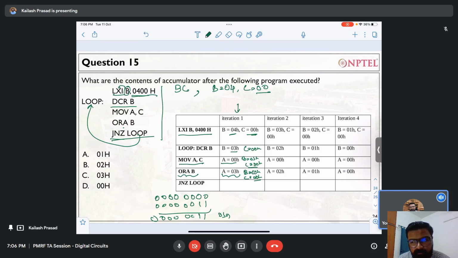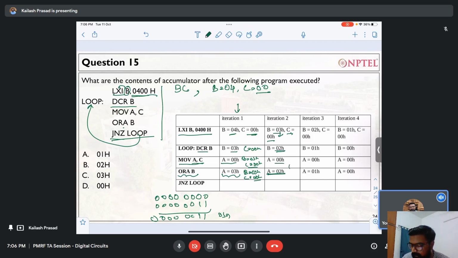Okay, so moving to the second iteration, now things become very simple. See, B is 0 3, C is 0 0. What we are doing is decrementing B, it will become 2 from 3, right? Then move A to C. See, C is not changing at any step, so A will again become 0. Then A is A or B. What is B? 0 2, right? When you are ORing 0 with any number, it will be the number itself, right? So A will be 0 2H.